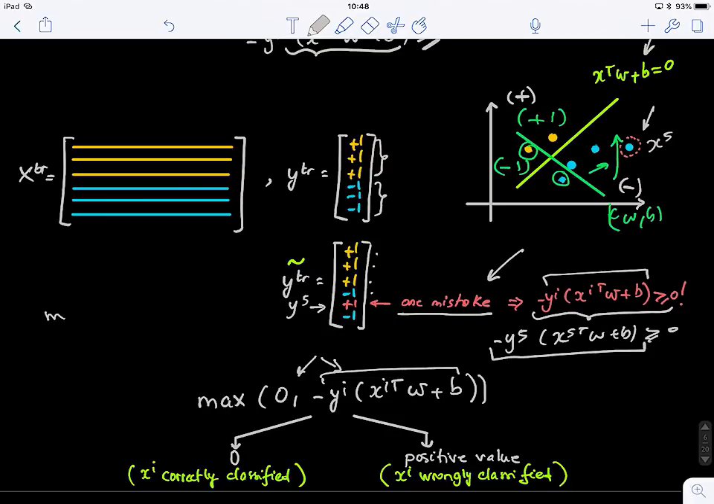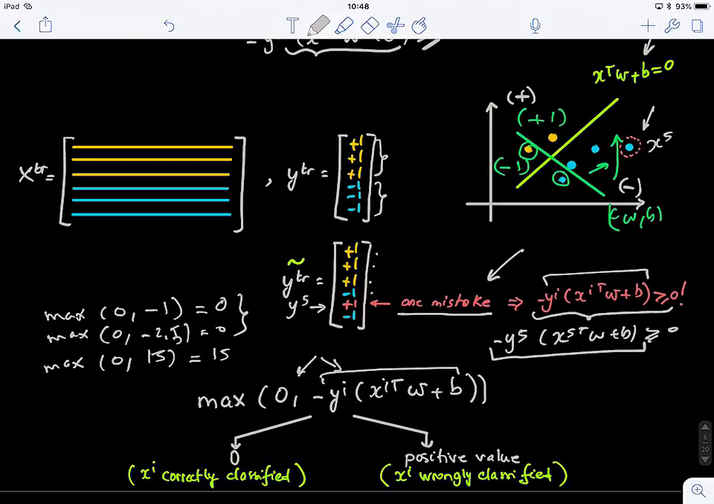What is the max of 0 and minus 1? If you remember, if this is negative, it means it's correctly classified, right? So the max of 0 and minus 1 is 0. The max of 0 and minus 2.5 is 0. Now let's say the max of 0 and a positive value, which means the point is incorrectly classified, for example 15. It's 15, right? So you can see the pattern here. What is the lowest value that this function takes? It's 0.